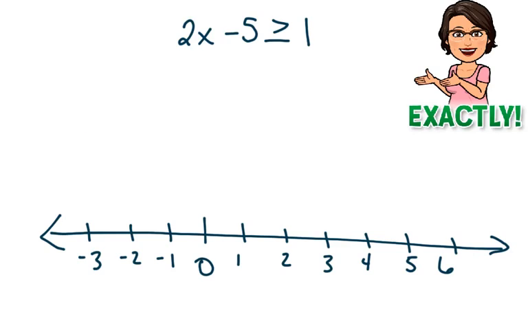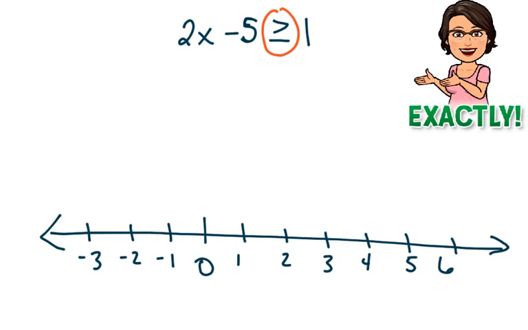All right, so now we have inequalities. You'll notice you have less than. Oh, I forgot that I had my eraser on. Come on, write it back. All right, so we have 2x minus 5 is greater than or equal to 1.